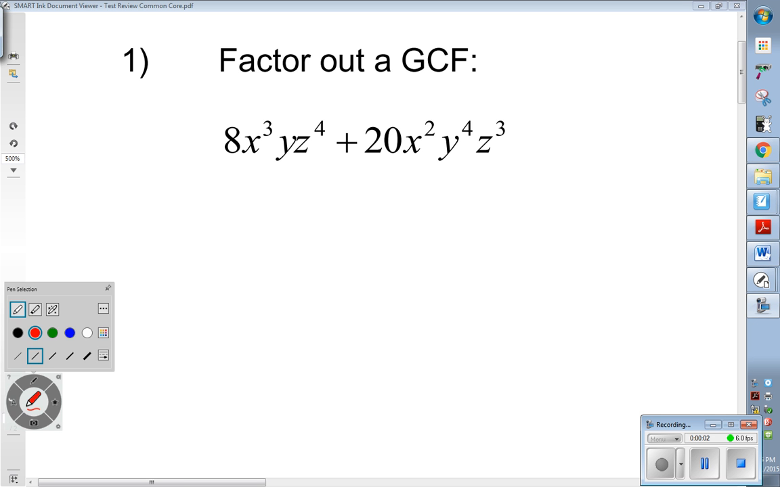Here we go. We are trying to factor out the GCF. I want to see what things they all have in common. So there are two parts up here. I've got this and I've got that. I want to see what they all have in common.